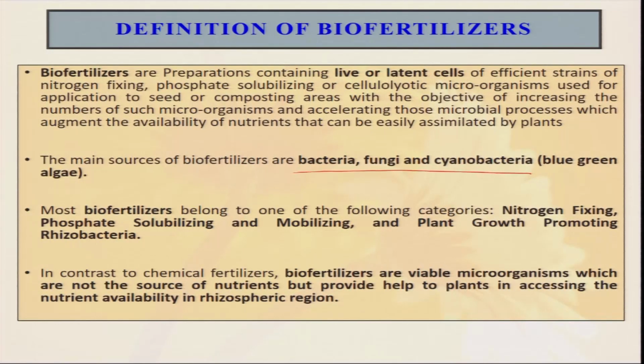There are different types of biofertilizers, mainly bacteria, fungi and cyanobacteria. Some are nitrogen fixing, some are phosphorus solubilizing, some are mobilizing, and some also help in potassium solubilizing. So, in the second part of our lecture, in the next few slides, I will describe in detail the different types of biofertilizer and how they work in close proximity with the plant's roots.